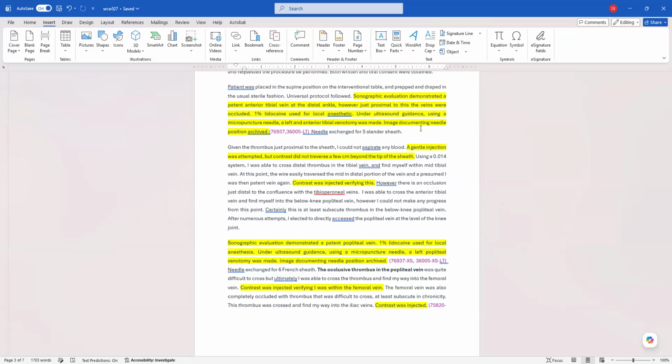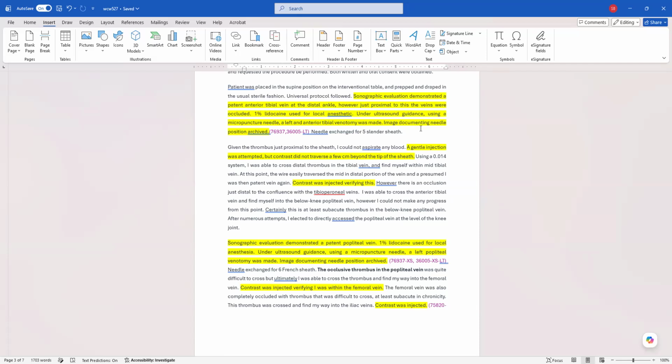So at this point, even if we were considering documenting or coding potentially for diagnostic venography, I'm not even quite sure that this reads as diagnostic. The contrast is basically being used to, okay, I injected and now this is where I'm at. This is like a location. So I wouldn't consider that diagnostic, even if we did find out we were able to code the diagnostic venography. And then it goes on to mention an occlusion.